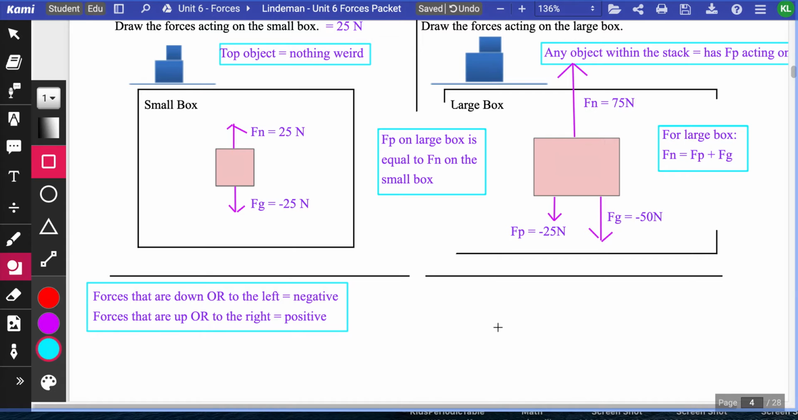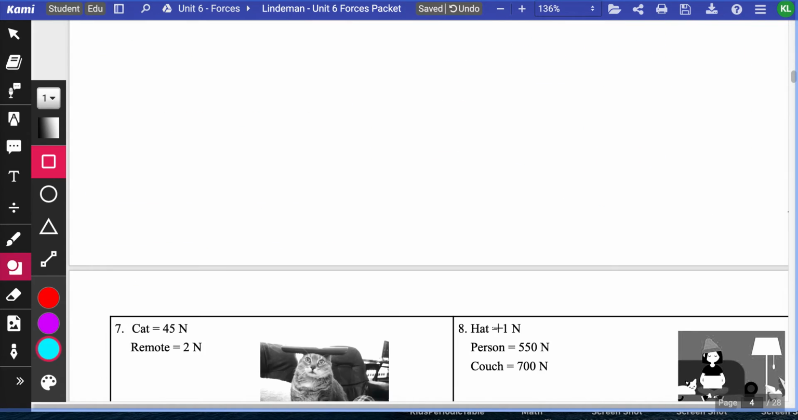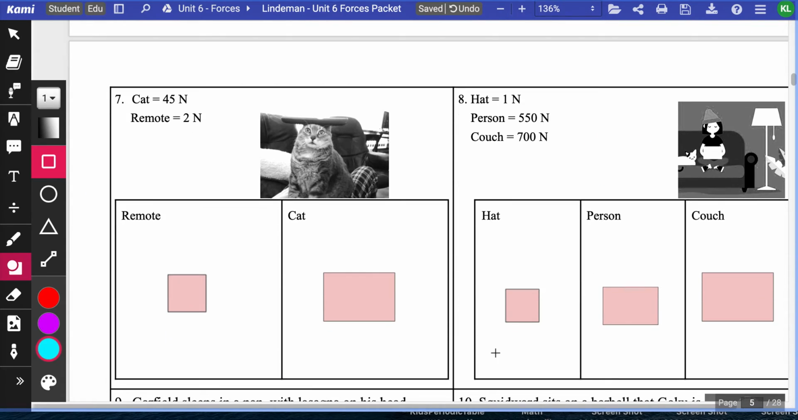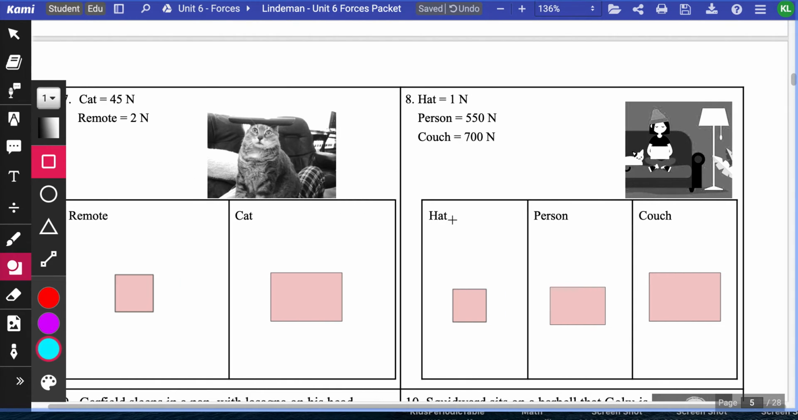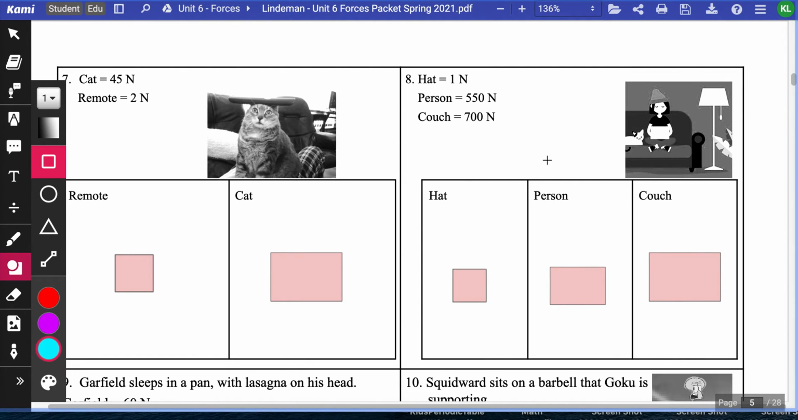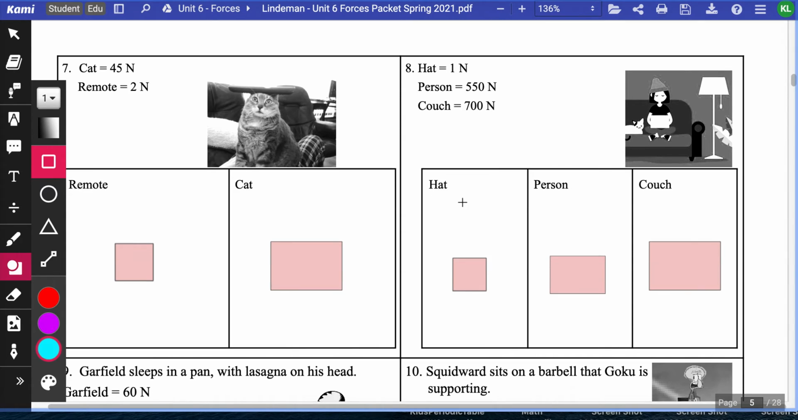So let's go ahead and go to this. And so the cat and the remote are actually exactly like the little box, big box, because it's 2 objects stacked. So I want to go over number 8, because number 8 is 3 objects stacked. So we have this person's hat, the person, and then the couch. Okay, so I just want to go through this one example, and then I'll give you all the rest of the time to work on this, okay?